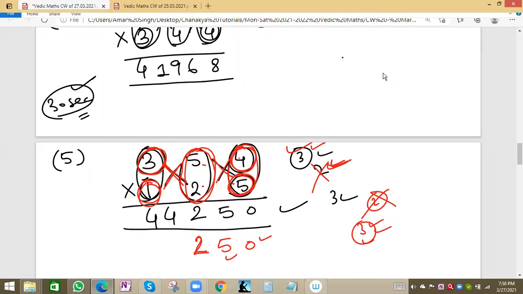Do small crossing. 3 2s are 6 and 5 1s are 5. 6 and 5, 11. 11 and 3, 14, 4. Carry now is 1, not 3. Now we write 1. At the end we'll multiply 3 by 1. 3 1s are 3 and 1, 4.